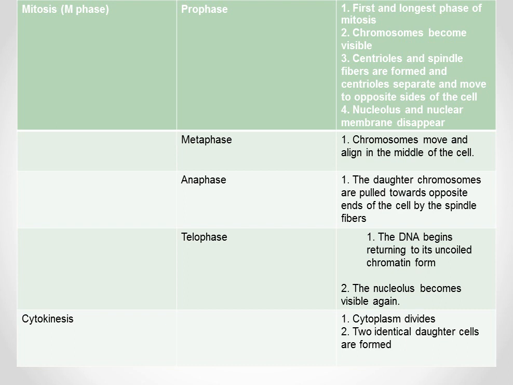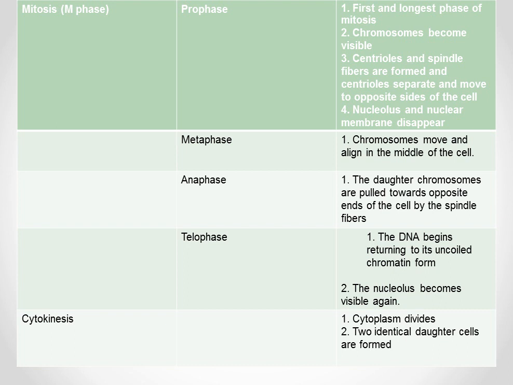Now, meta means middle. The chromosomes are going to move and align in the middle of the cell. Remember, Anna's not a very nice lady. So the daughter chromosomes are going to be pulled towards the opposite ends of the cell by those spindle fibers. Remember, it's kind of like tug of war. They're going to be pulling to their side of the cell. Now, telophase, this is where the DNA is going to start uncoiling itself and starting to turn into the chromatin format. And this is where you're also going to start seeing your nucleolus become visible again.